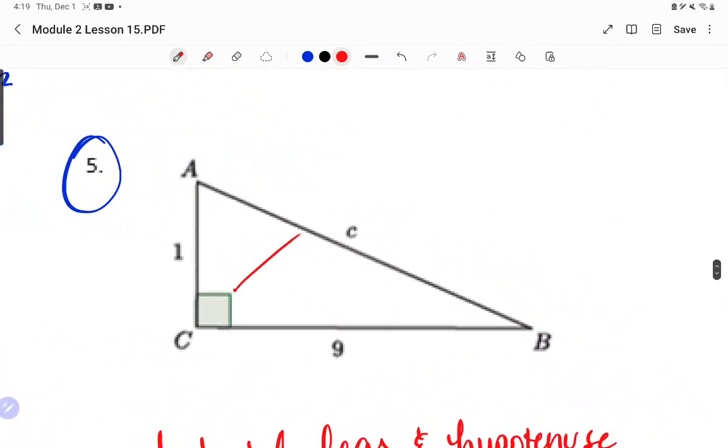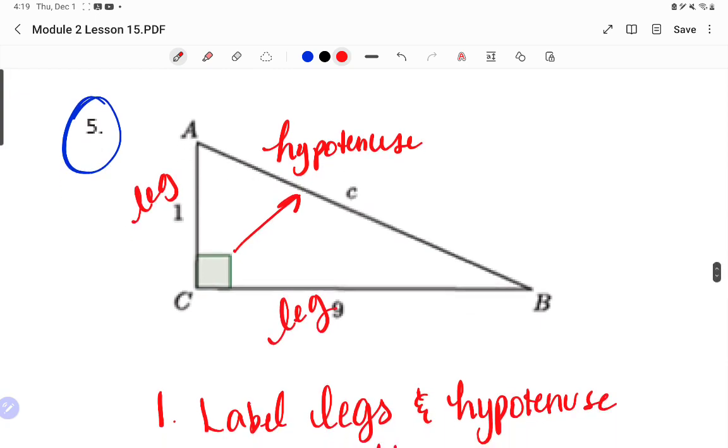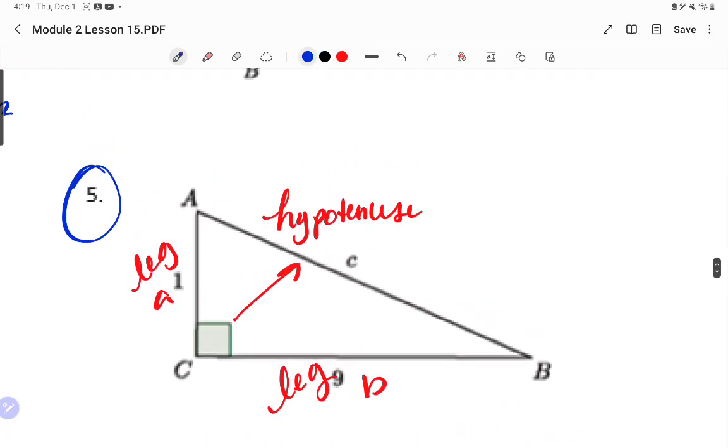All right, so across from my right angle is my hypotenuse. And then attached onto my right angle are my legs. So I'm going to label this leg A and this one leg B. Leg A is 1, so I have 1 squared. And leg B is 9, so I have 9 squared. And that's going to add together to equal c squared.